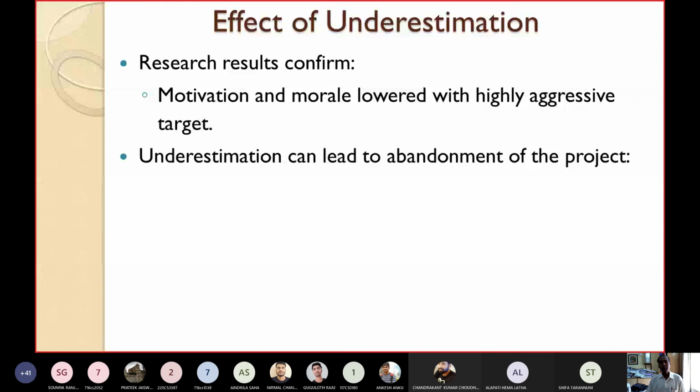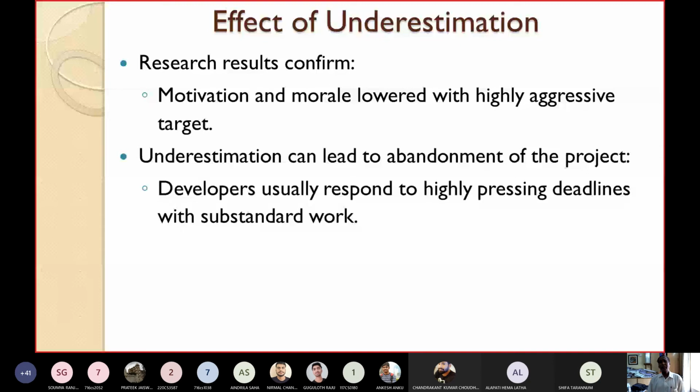Okay, so the research results confirm that underestimation can lead to abandonment of the project, because developers usually respond to highly pressing deadlines with substandard work. If you give very little time and press them to finish within one month, the developers usually respond with substandard work within that short time. The work quality will be very poor. So these are the basis for successful estimating.